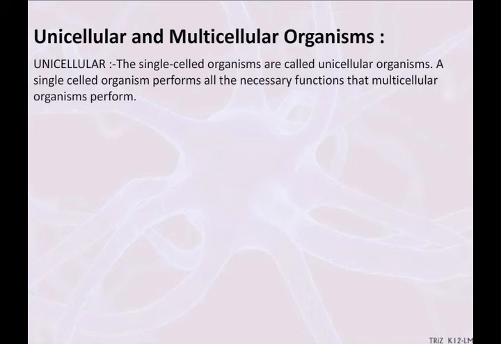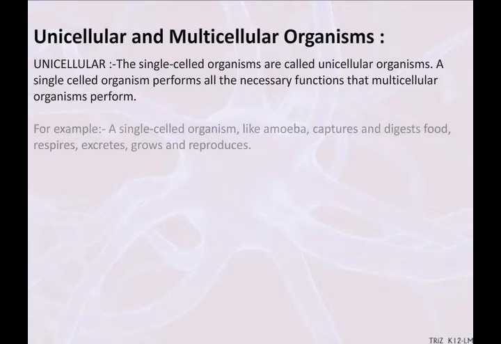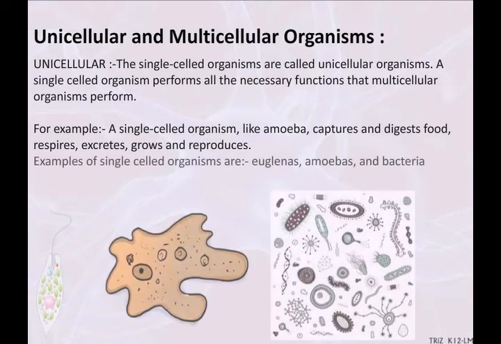The single-celled organisms are called unicellular organisms. A single-celled organism performs all the necessary functions that multicellular organisms perform. For example, a single-celled organism like amoeba captures and digests food, respires, excretes, grows, and reproduces. Examples of single-celled organisms are euglenas, amoebas, and bacteria.